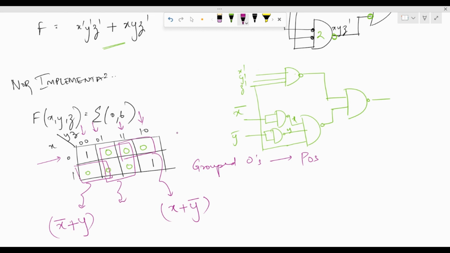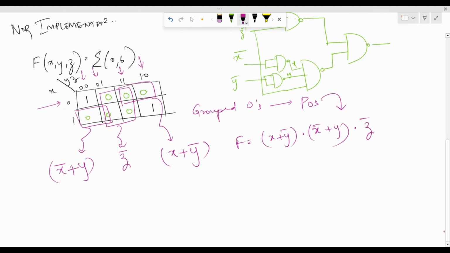And for this quad, we see that z is 1 for this quad. That is the only common term. So we keep it as z bar. And how do we write the expression? We write it as (x plus y bar) dot (x bar plus y) dot z bar. So now this is the POS version of my function.